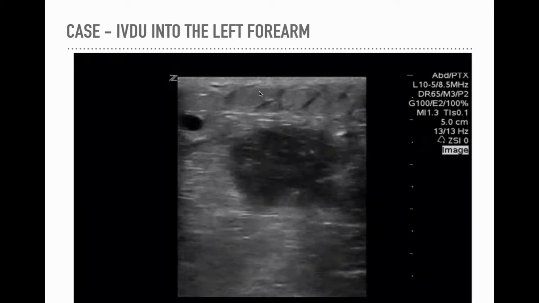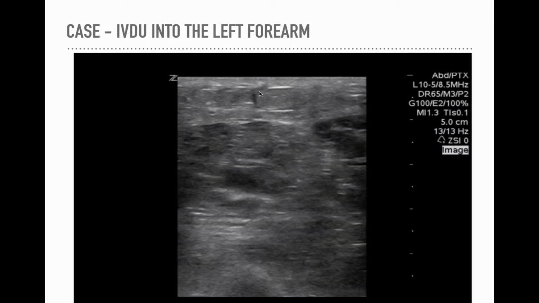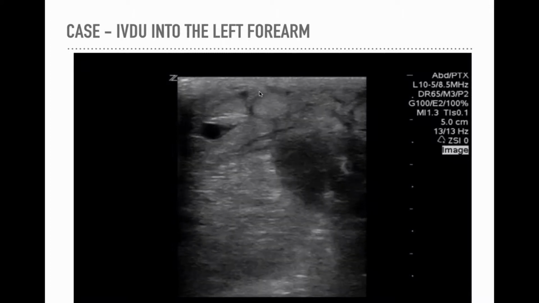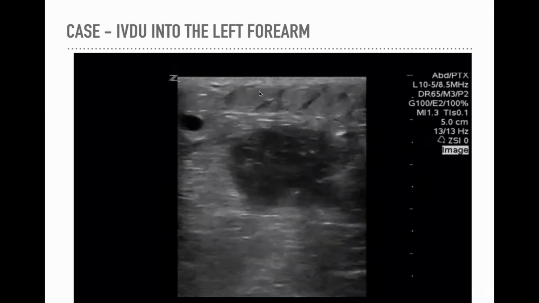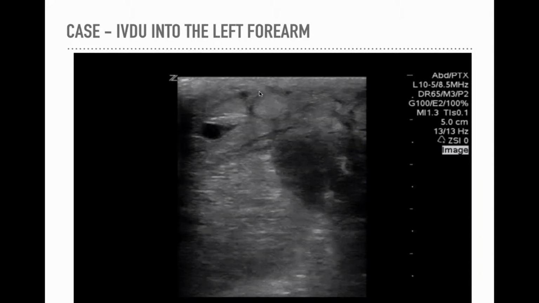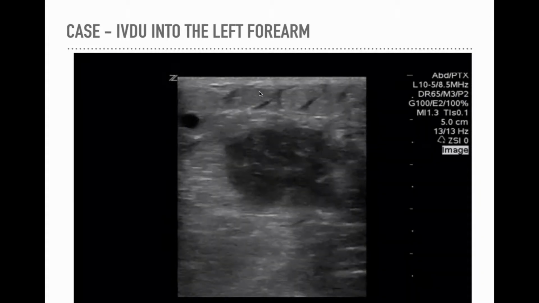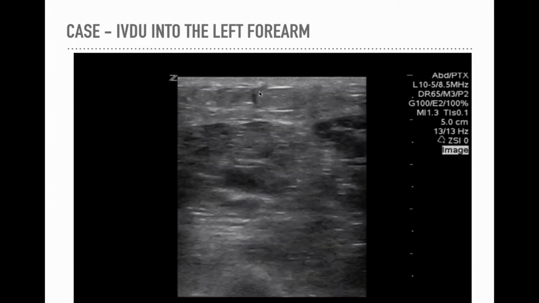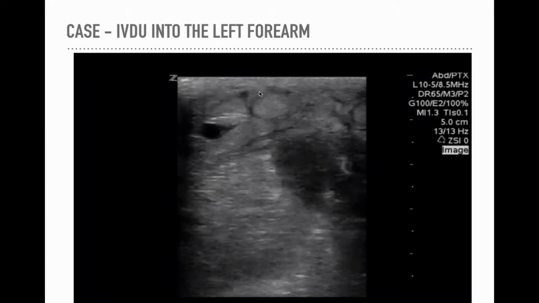Let's just take another case here. This is an IV drug user that came in to see me. He was attempting to inject into one of his veins here, and it looked very erythematous, swollen. He was in a lot of pain, sort of out of proportion. I was concerned about him.